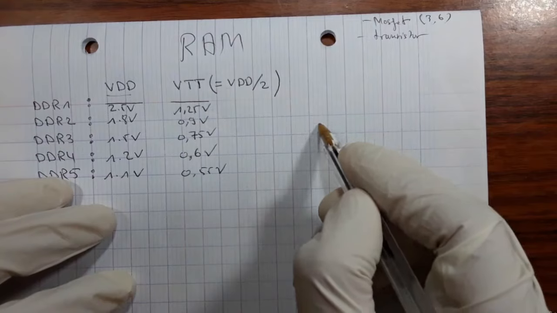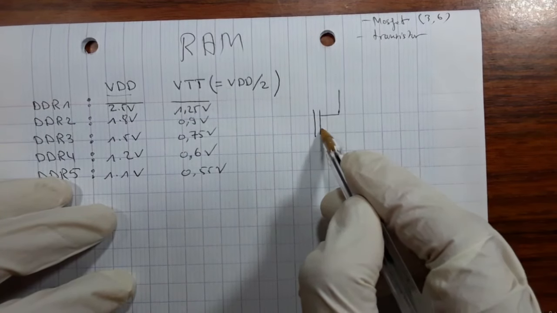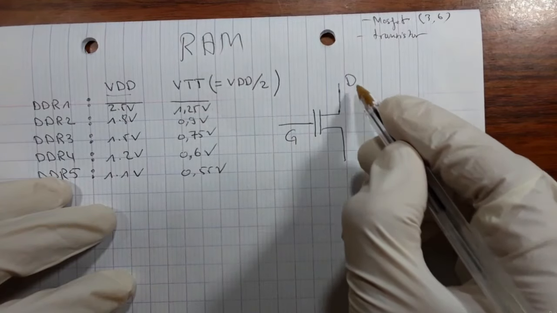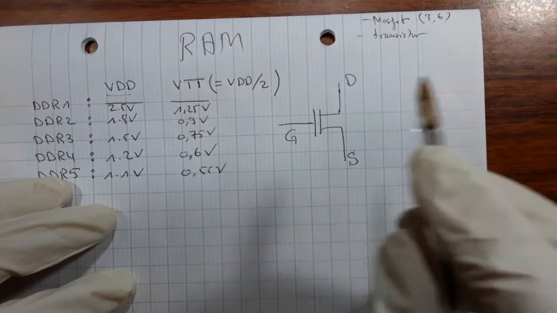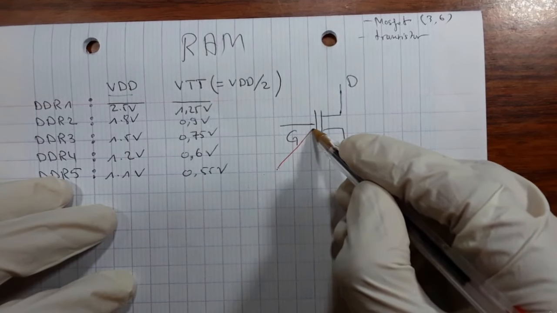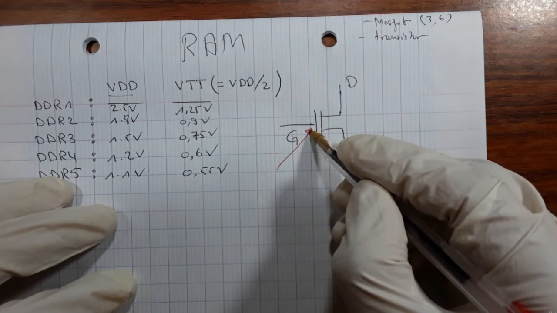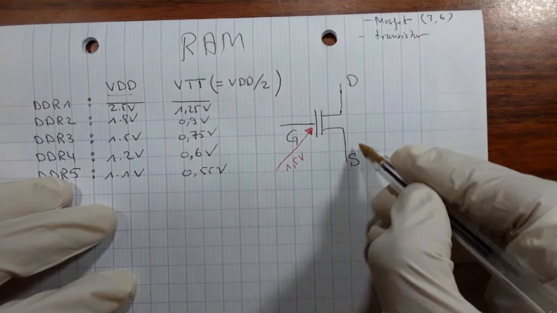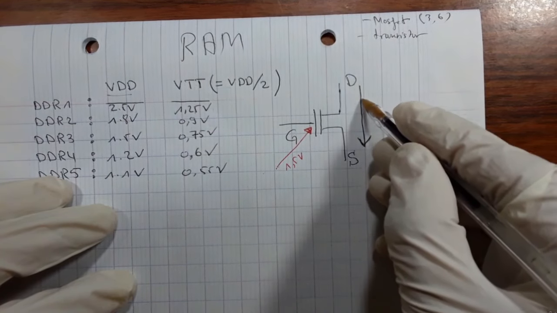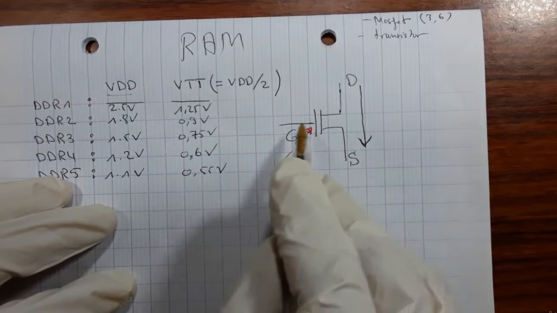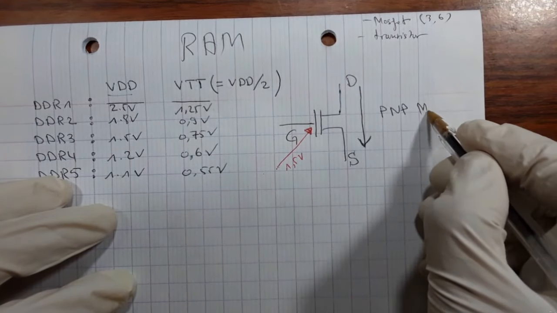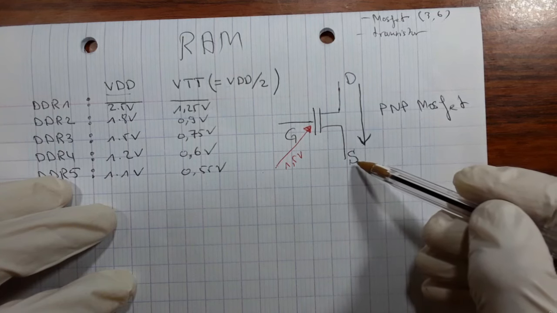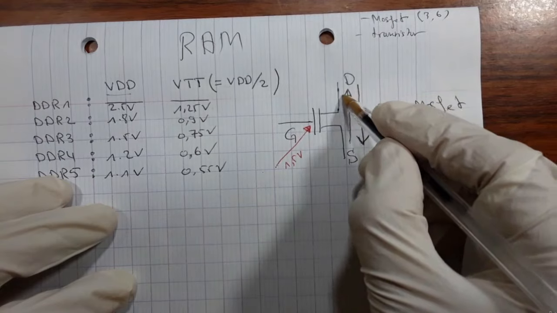I just want to add some information about the MOSFET. We can find a MOSFET with three terminals. Here we have the gate, here we have the drain, and here we have the source. When voltage is applied to this gate, for example, let's assume 1.5 volt is applied to this gate, the current will flow in this direction, from drain to source, if we have a PNP MOSFET. But if we have an NPN MOSFET, the current will flow in this direction from source to drain.